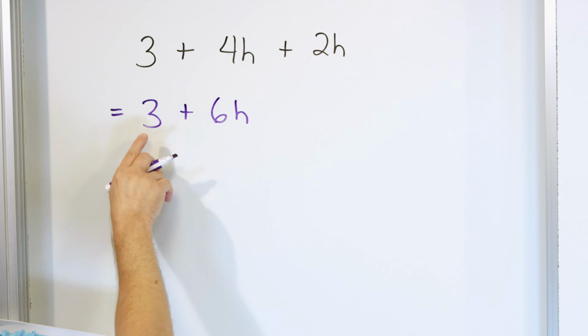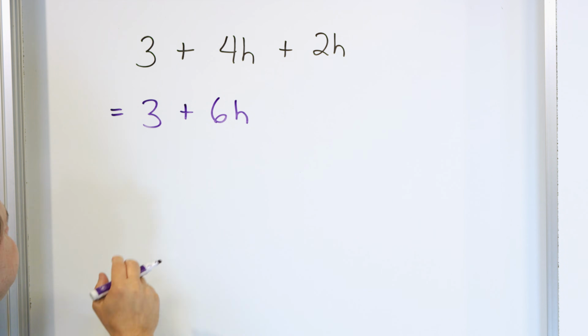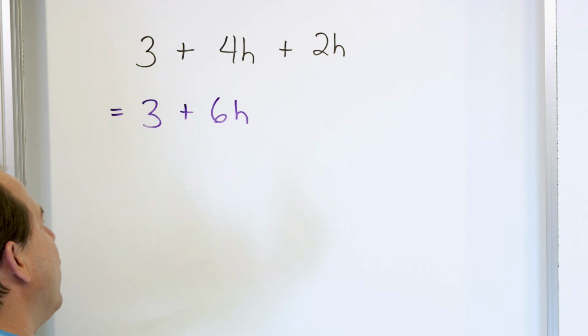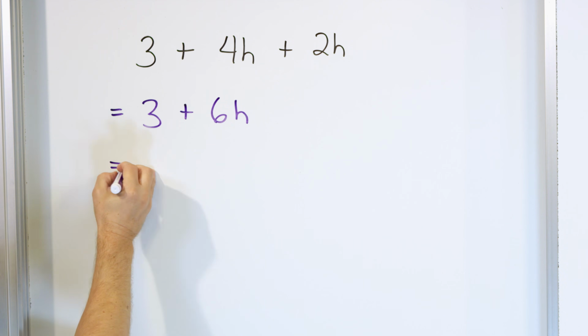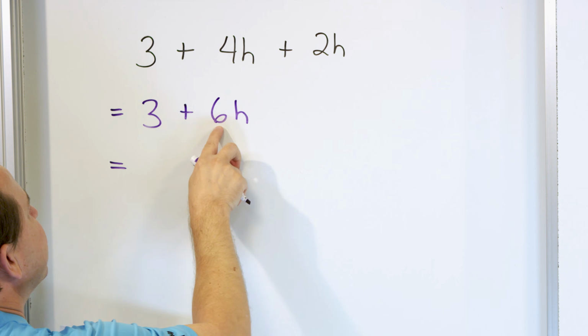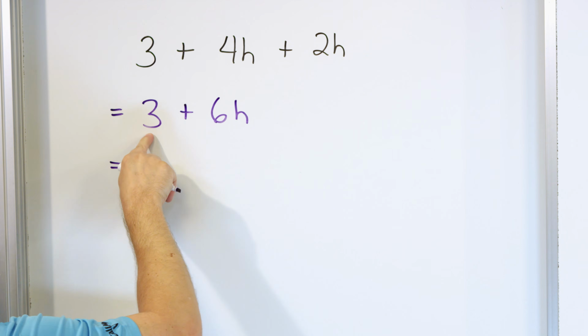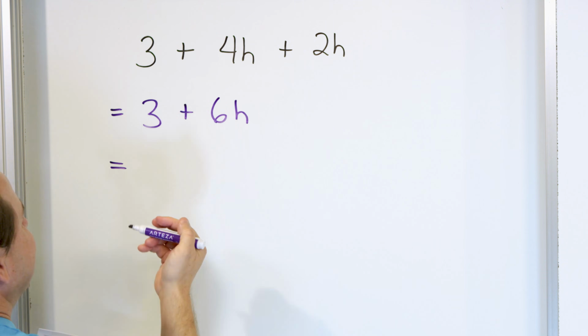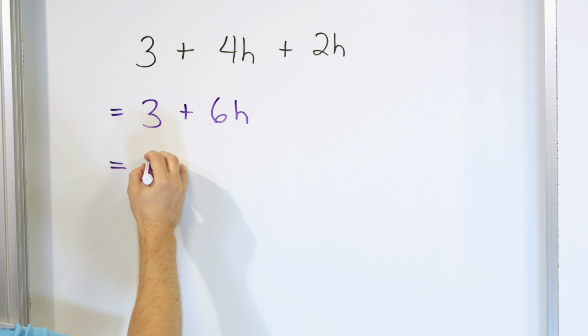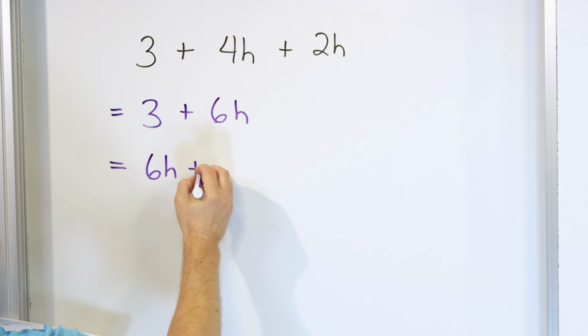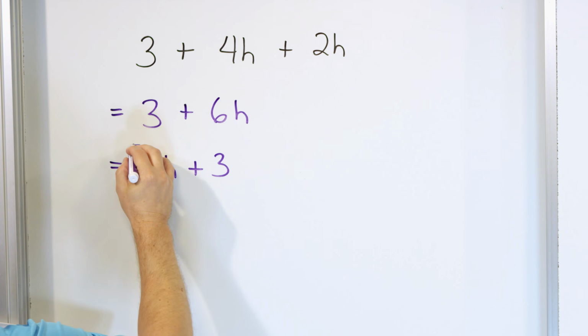Now, oftentimes when we write these expressions down, not always, I may forget to do it myself, but most of the time we really want to write the term with the variable in front and the terms that are just numbers at the end. You don't have to, but often we do. So really, this is the same as 6h plus 3, 6 times h plus 3.